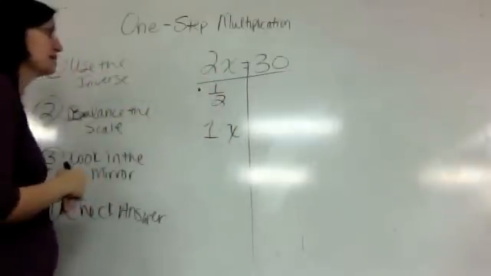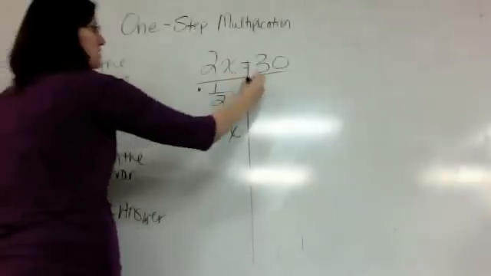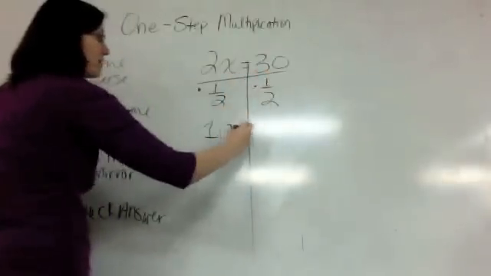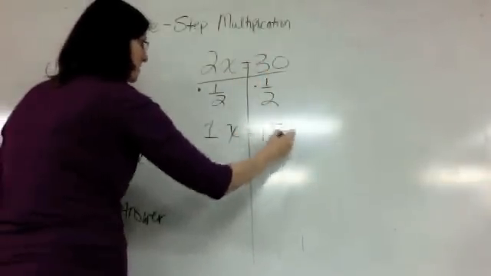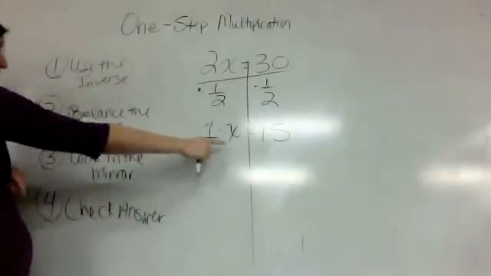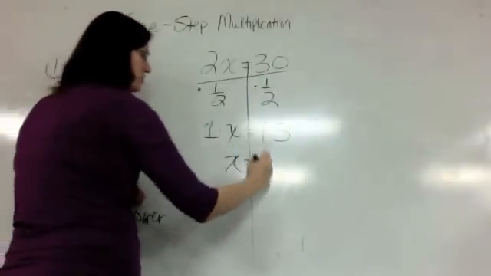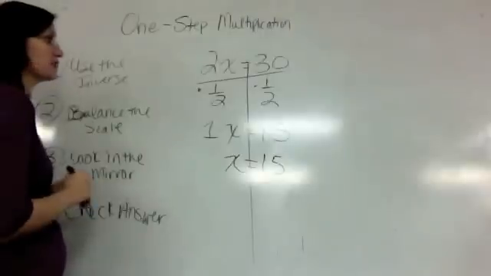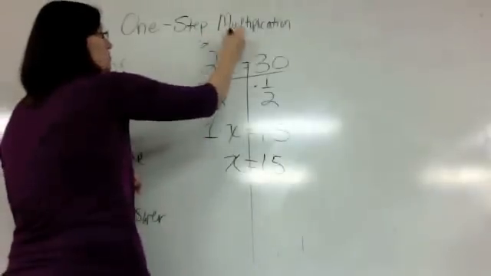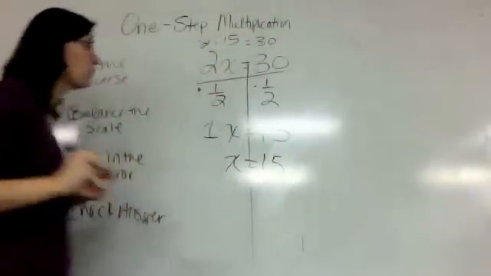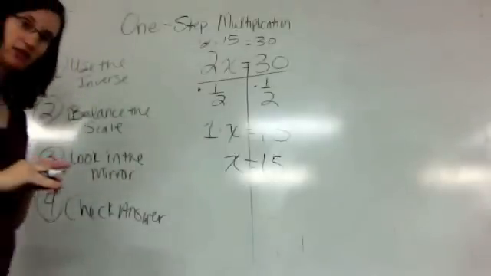Drop the times x that I didn't use. Now I have to balance the scale and multiply that side by 1/2. 30 times 1/2 is 15. Now, third step, x is going to look in the mirror. Our x times 1 is x. So the answer is x equals 15. I can check my answer. 2 times 15 does in fact equal 30, so I know that I am correct.